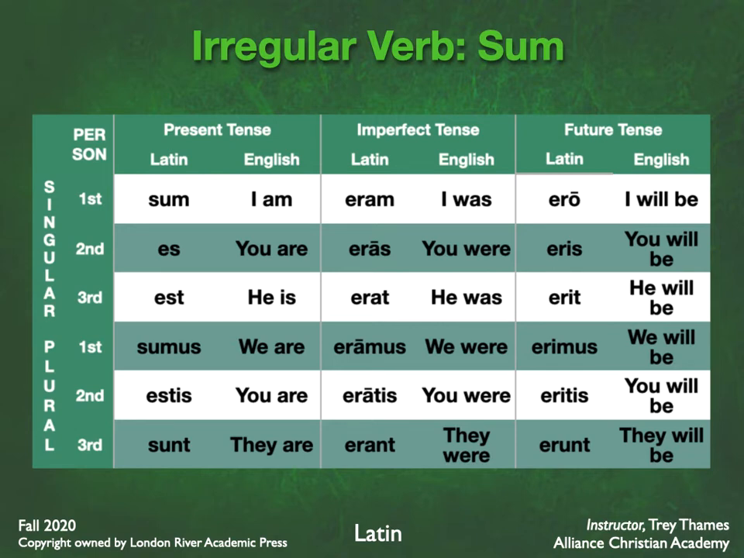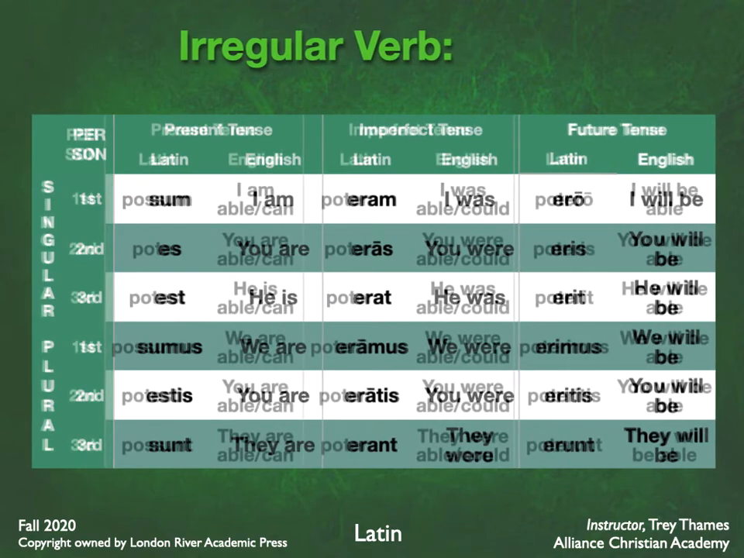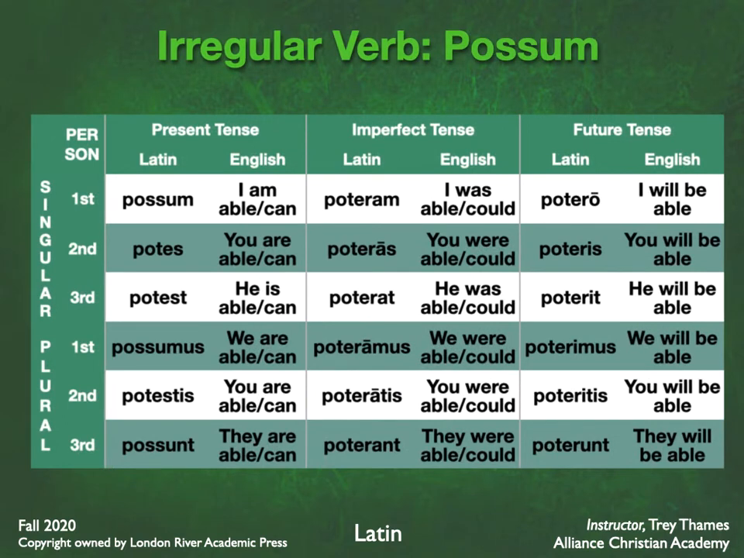You also learned the irregular verb possum, which is basically this verb, but you add either a POS or a POT in front of it. And that gives you a whole new verb. So notice possum, potes, potest, possumus, potestis, possunt. And that's I am able. It's not just I am, it's I am able or I can. You are able, he is able, we are able, you are able, they are able.